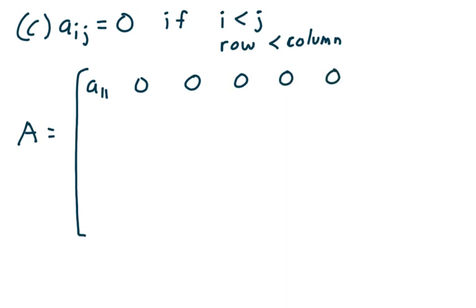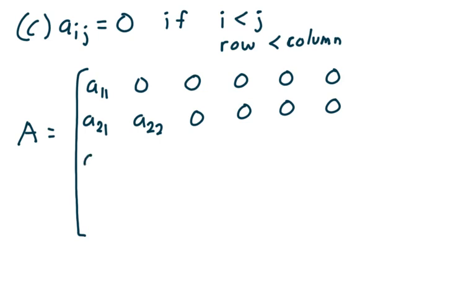Now, I'm going to write A21. Now, why can I write A21? Because the row is greater than the column. So we don't know if it's 0. Then I'm going to write A22, 0, 0, 0, 0.